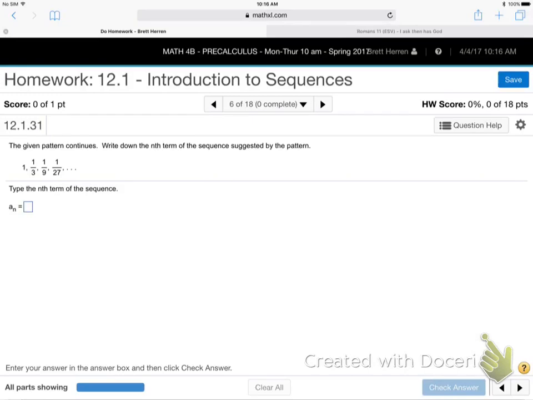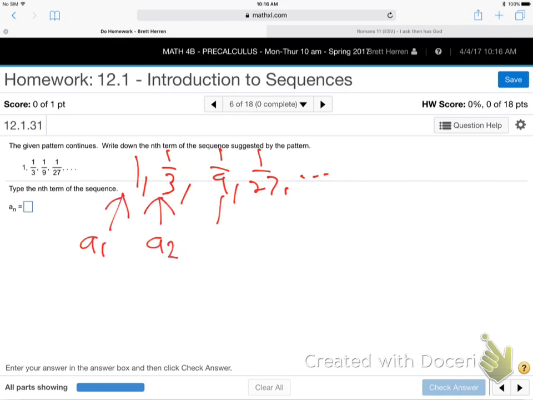These are some of my favorite ones where you work it backwards. So they're going to give me a pattern, 1, 1/3, 1/9, 1/27, and so on. And they're going to say, hey, what formula is making this happen? In other words, this is A1. This is A2. This is A3, right? 1 is A1. 1/3 is A2. 1/9 is A3. 1/27 is A4. You come up with a formula.